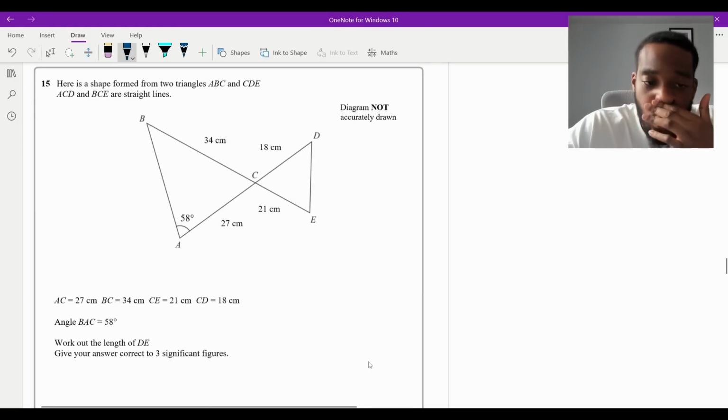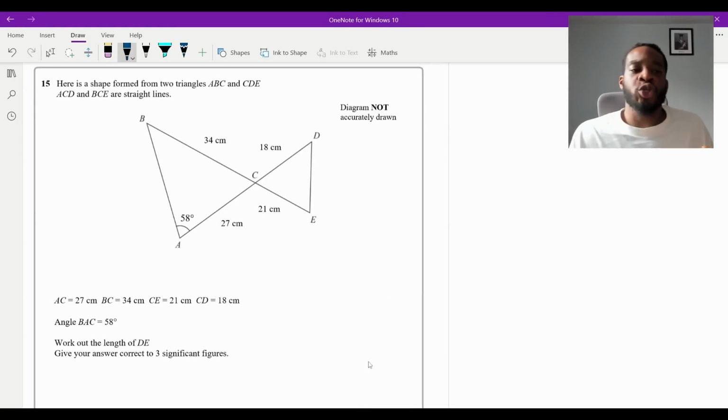Okay, so firstly, when you're doing these types of questions, you're getting towards the end of the paper. You always want to ask yourself, what topic is this? I've got triangles, I've got lengths, I've got an angle. It's trigonometry. There's no right angle triangles here, so it's either going to be the sine rule or the cosine rule, essentially, right? There's not that many to choose from.